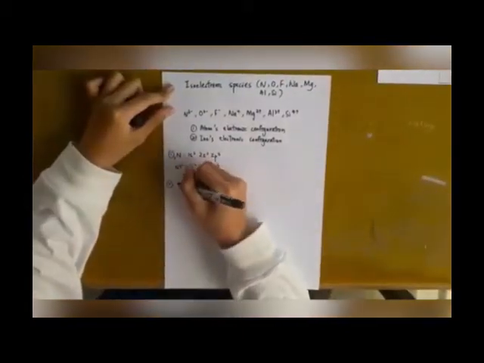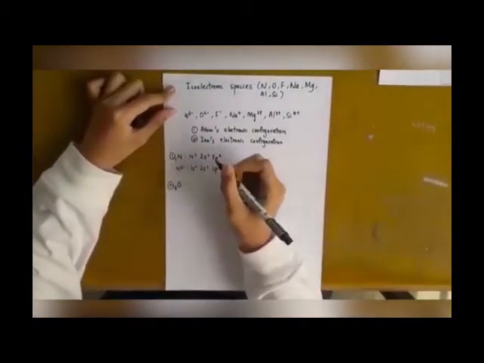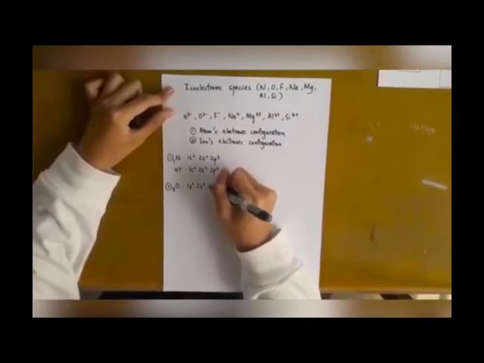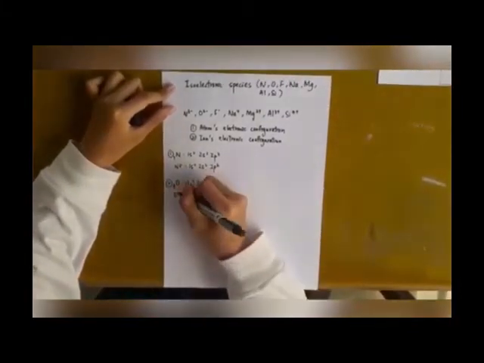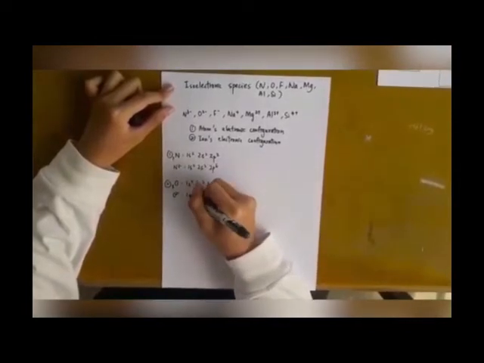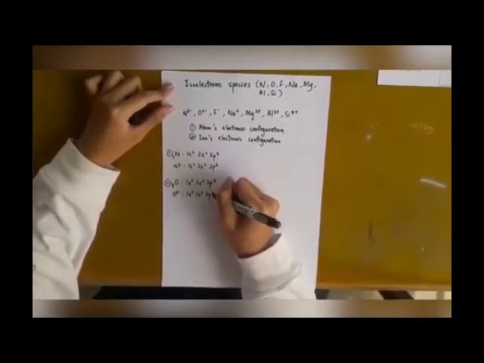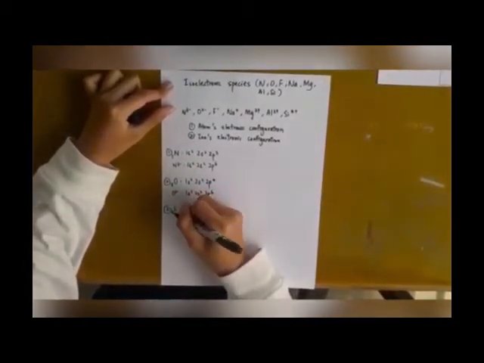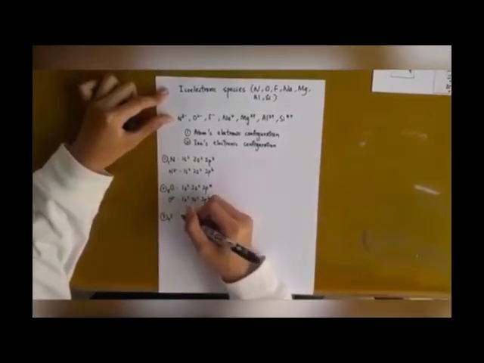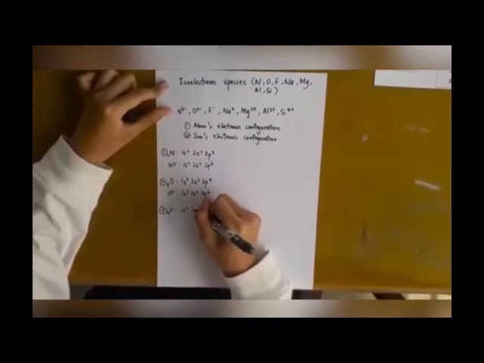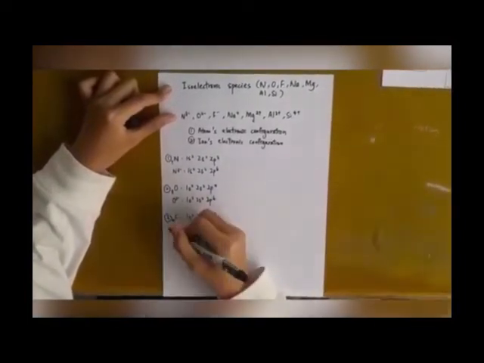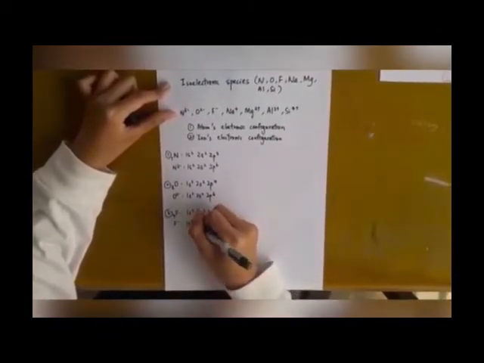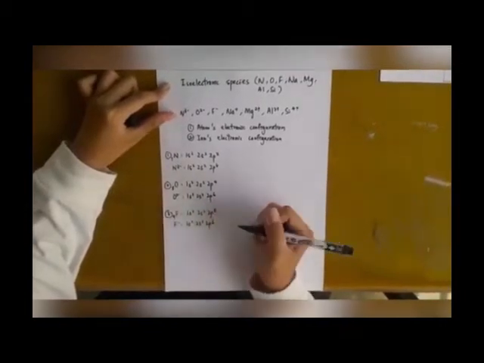The second one is oxygen. Oxygen has a proton number of 8, so the electronic configuration of oxygen is 1s2, 2s2, 2p4. When it becomes an ion, it will have the electronic configuration of 1s2, 2s2, 2p6. Third one, fluorine. Fluorine has a proton number of 9, so the electronic configuration of fluorine is 1s2, 2s2, 2p5. When it becomes an ion, it will have the electronic configuration of 1s2, 2s2, 2p6.